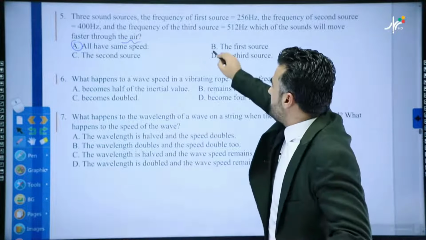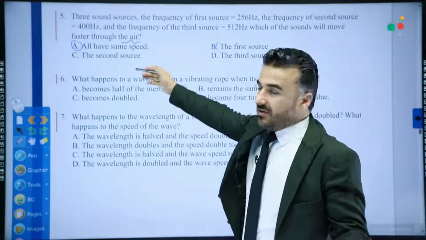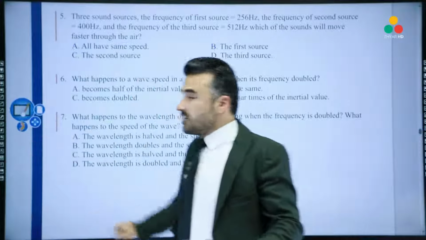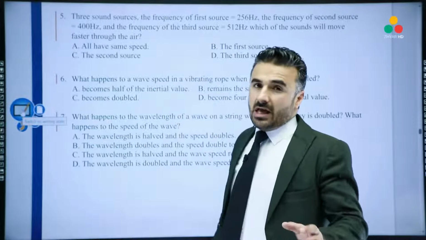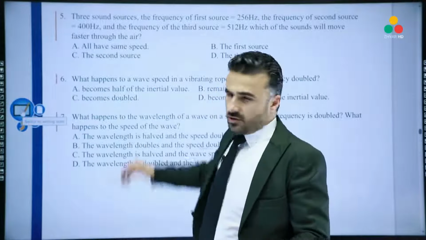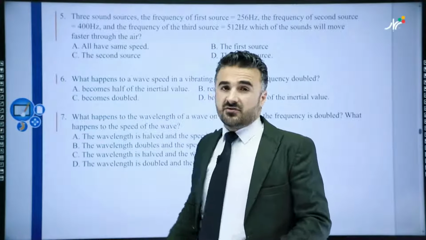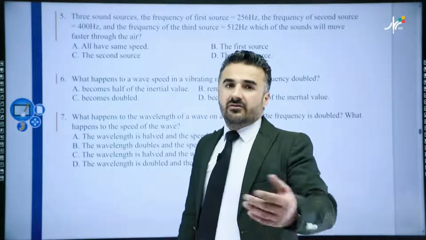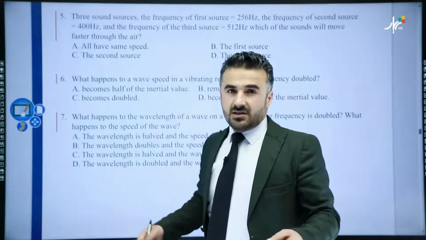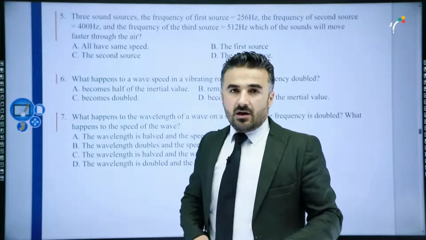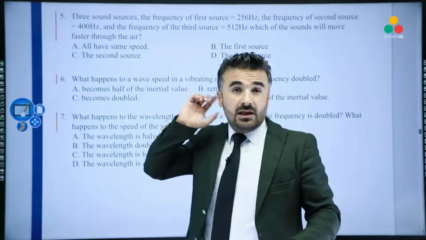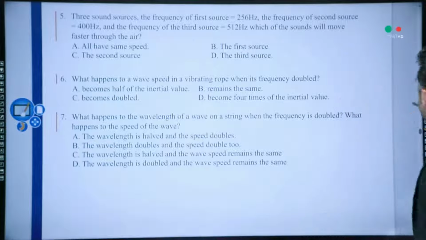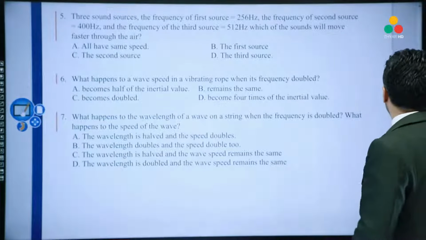Can we say the first source is the fastest? No. The second is the fastest? No. The third one is the fastest? No. Because all these frequencies are in the same medium, they all have the same speed. Let's just pretend that one of these waves is for the guitar, one for the piano, the other one for, let's say, the violin, yeah? Each one can be struck, and because it is the same medium, you'll hear them all at the same time. So none of them is faster than the other if struck all at once.